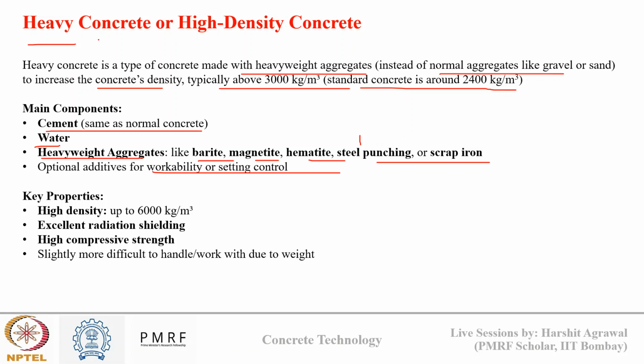So what are the key properties of heavy concrete? They have high density. As we have talked earlier, generally above 3000, it can go up to 6000. They have excellent radiation shielding, which we'll see in the next couple of slides. They have high compressive strength, so it is not just the aggregate which contributes to the strength, it is the cement paste also. But these high density aggregates can really increase the strength of concrete also. And they are slightly more difficult to work with or handle due to their weight. That is normal, because now the density of concrete is increasing, so the workability may become difficult.